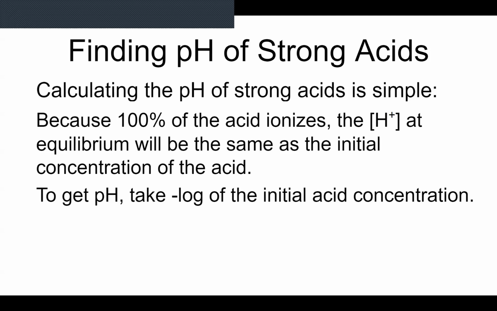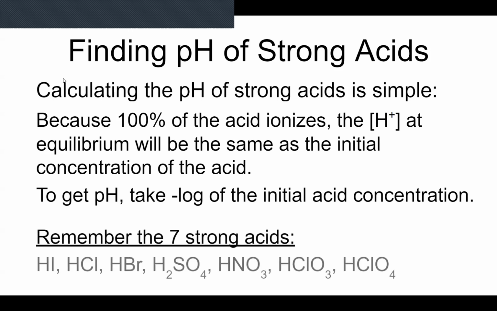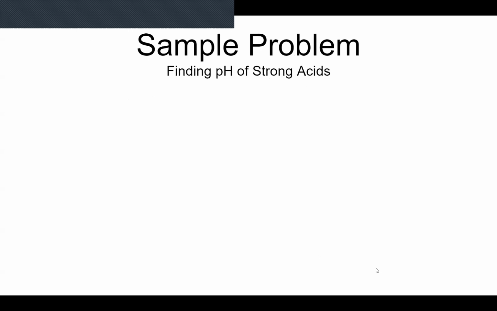Now, how do you know you have a strong acid? Either the problem is going to tell you directly, it'll say, what is the pH of this substance, a strong acid? Or there are 7 strong acids. "Icy Broso No Clo" is the mnemonic that I remember. HI, hydroiodic, HCl, hydrochloric, HBr, hydrobromic, H2SO4, sulfuric, HNO3, nitric, HClO3, chloric, and HClO4, perchloric.